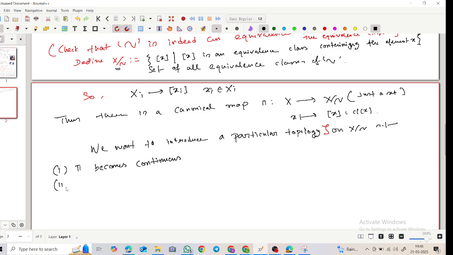Two, tau is the largest topology on X tilde such as to make pi continuous. So you see, our goal is not only to make pi continuous, but to get a topology on X tilde such that it is the largest topology making pi continuous. Okay.